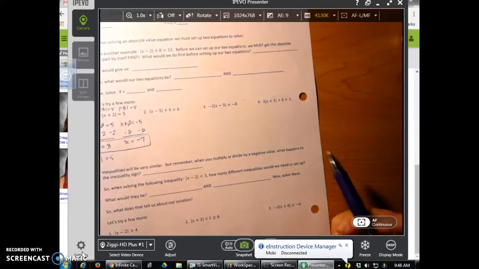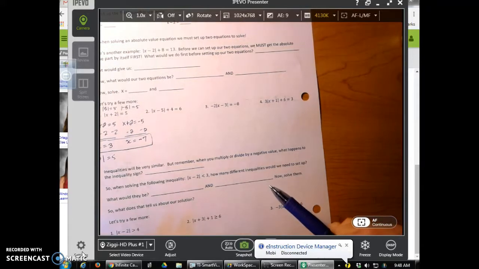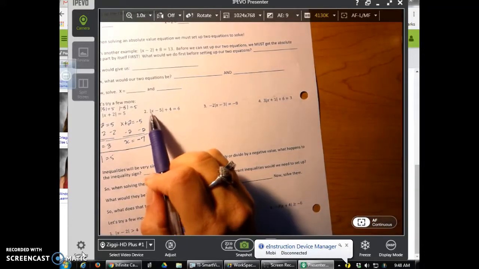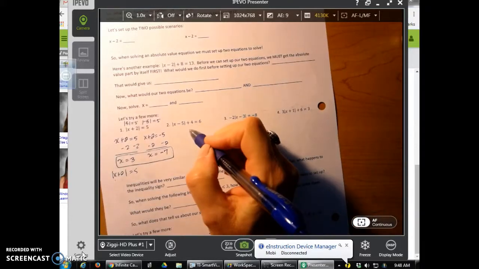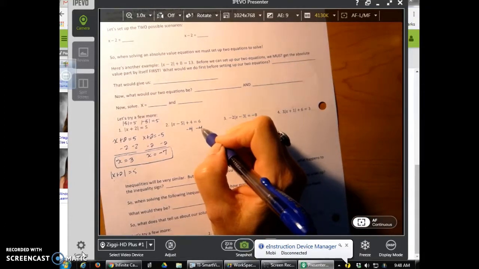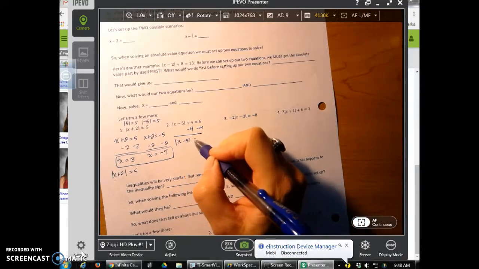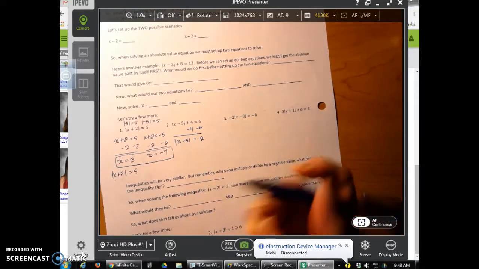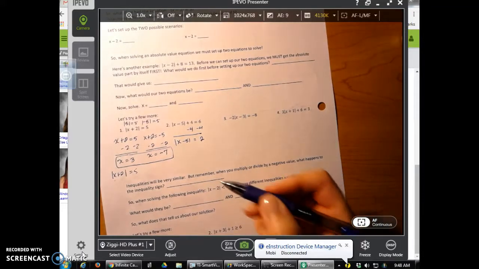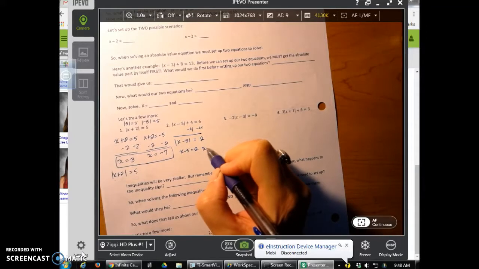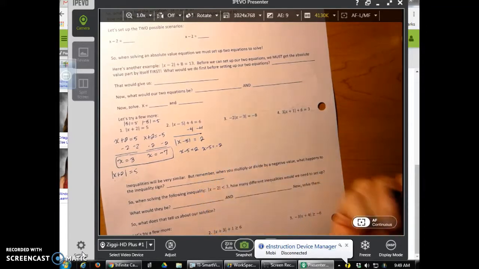Now, the first thing you want to do every time you do one of these is you want to make sure that you isolate the absolute value. So for example, in number 2, I'd have to subtract 4 first, and I get the absolute value of x minus 5 is equal to 2. Now is the time when I'm going to set up two different equations. So I'm going to do x minus 5 equals 2, and x minus 5 equals a negative 2. And I'm going to solve.